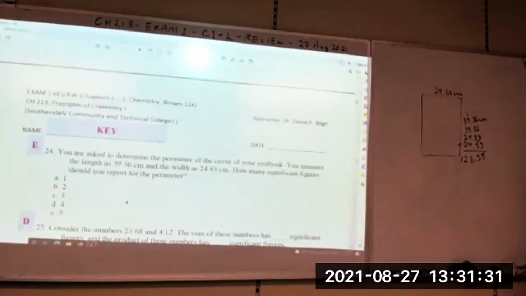So that's the weird thing about add subtract rules. You can't tell from the originals how many you're going to have in the answer. You just have to do the calculation. Whereas with multiply divide, all you have to do is limit your answer to the least significant figures in the multipliers.